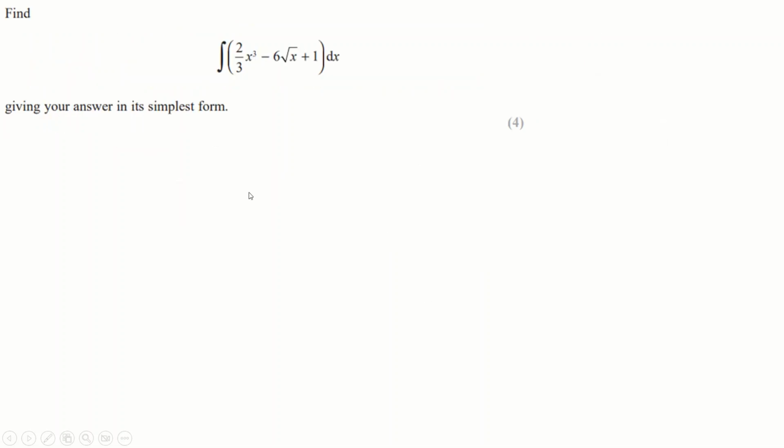You've got plenty of time when you do papers like this, so just give a full explanation, give the examiner no reason not to give you full marks. So here we probably want to write this in power form to make it integrable. So that's x to the power half, of course.